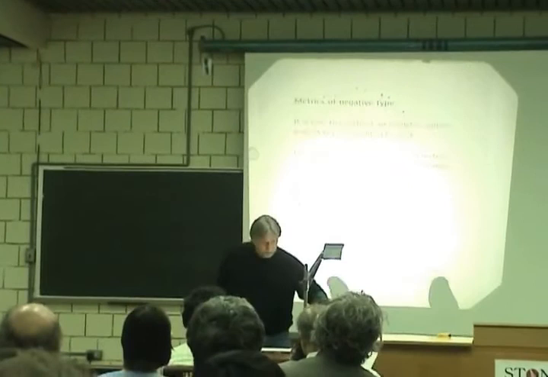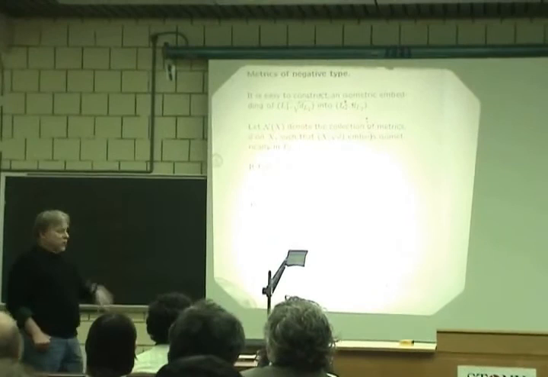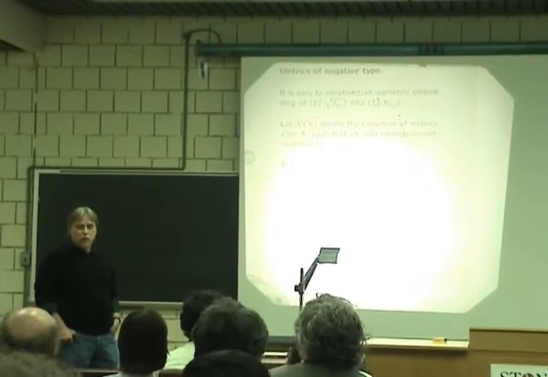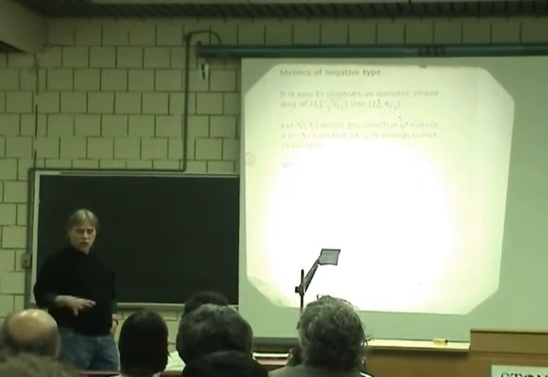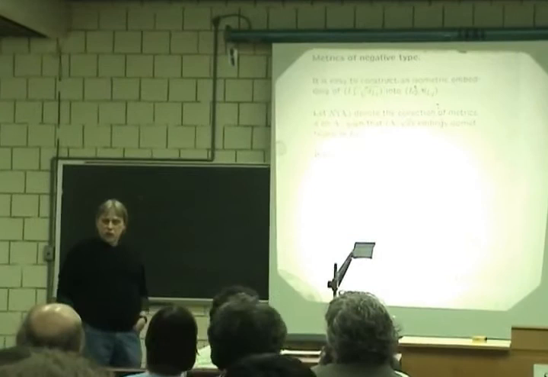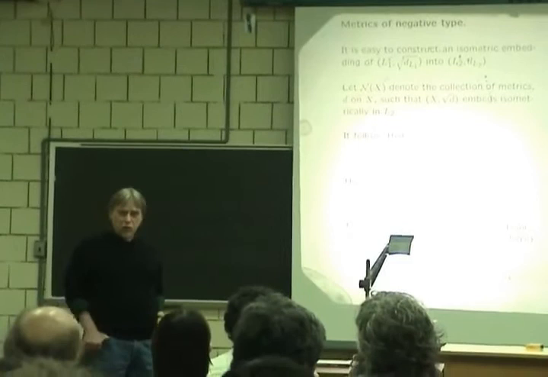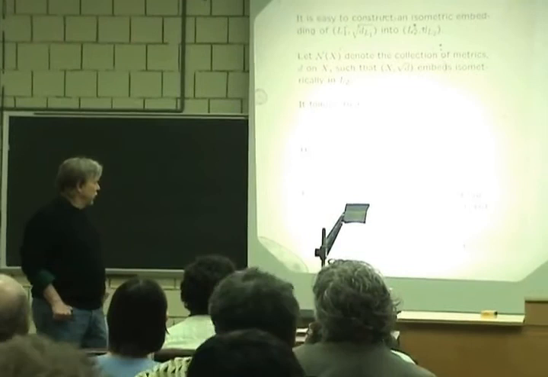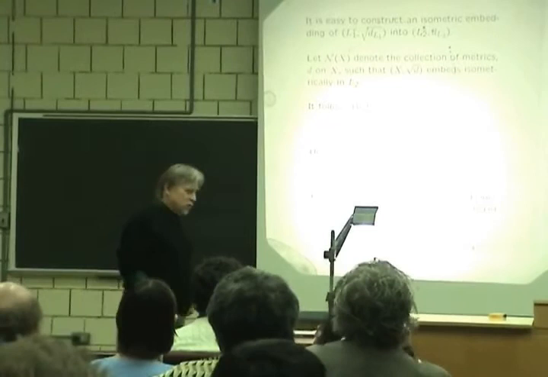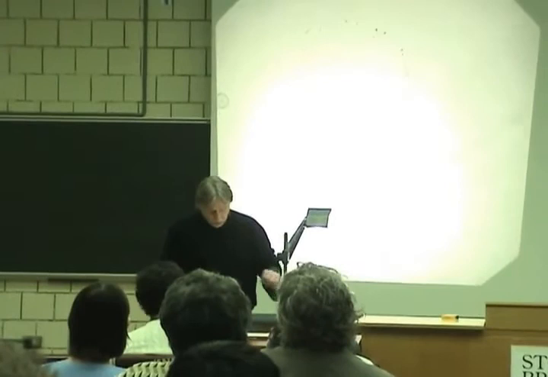So negative type actually just means this condition. The square root embedding in L2 is equivalent, it turns out, to this: if you make the matrix whose ij-th entry is the distance from xi to xj, so a finite metric space, then that's a negative definite symmetric matrix. So it turns out that that's equivalent to this condition, which just explains the terminology, but it won't play any further role here. It's known that for negative type metrics, you can improve Bourgain's result and replace the log n distortion, which can be improved in general, by square root of log n.